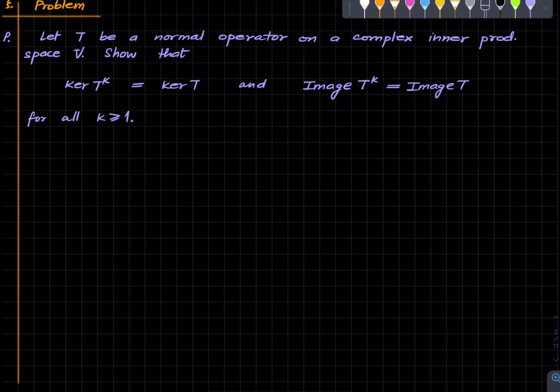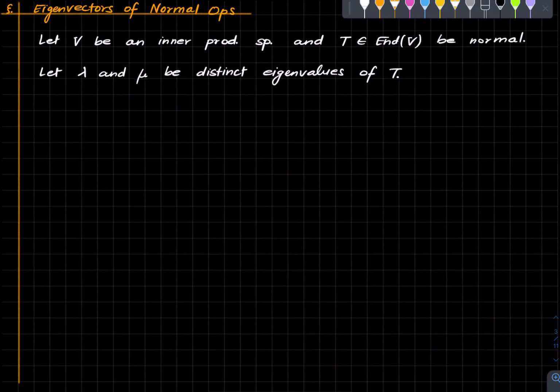Here is one problem for practice. And now let us get started. So first we will prove something about the eigenvectors of normal operators. And when I say operators, I mean the same thing as endomorphism. It's the exact same thing. It's just a difference in terminology.